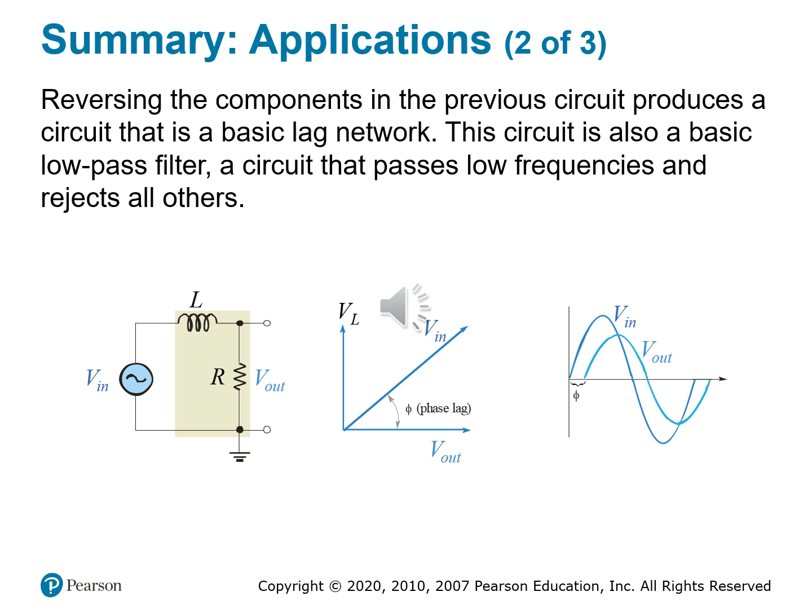Lag network filtering out the highs. Okay, so in the last slide, we saw that a series RL circuit could function as a high pass filter, and it produces a phase lead, all based on where we measure the output. Now we can flip that script. By simply reversing the output position, we convert the circuit into a lag network and a low pass filter.